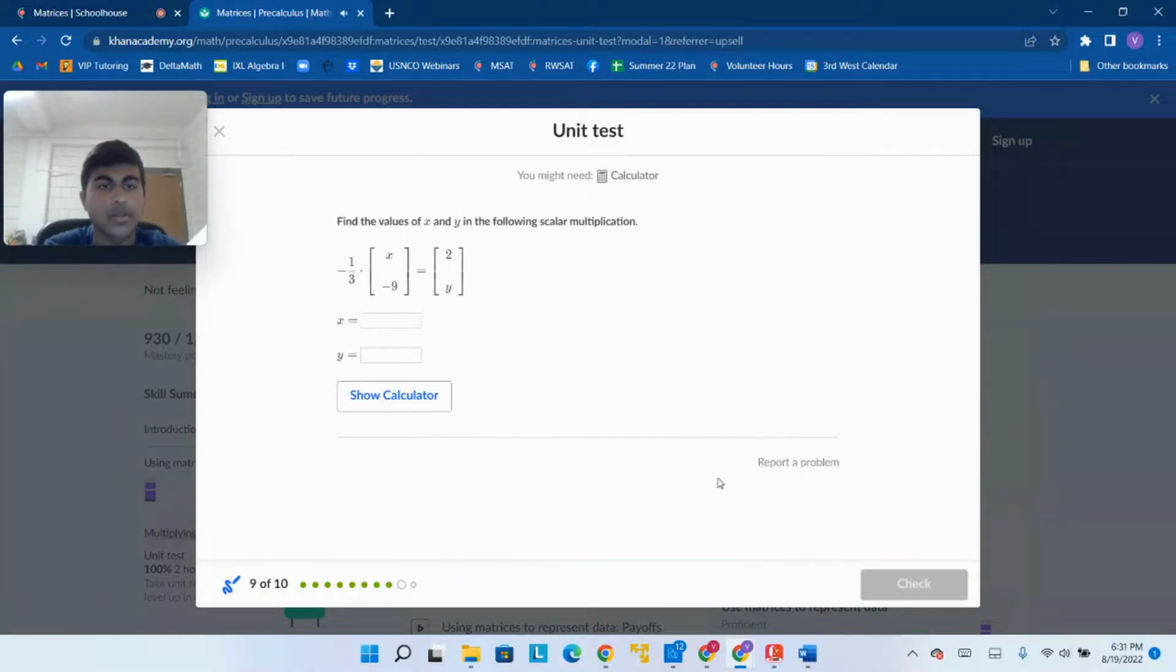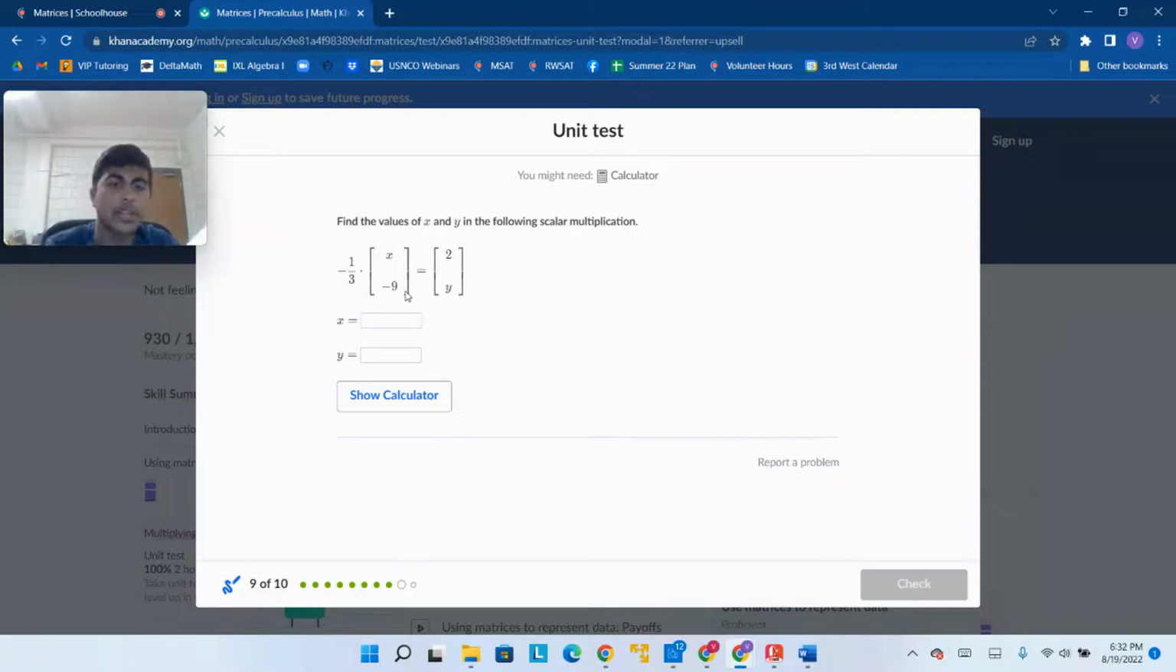Let's keep going. Find the values of x and y in the following scalar multiplication. Well, scalar multiplication is pretty basic, right? You're just multiplying each term by that. So negative 1/3 times x is going to end up with negative 1/3 x. Negative 1/3 times negative 9 is going to be 3. So we have negative 1/3 x and 3 equal to 2y, $which means that x is going to equal negative 6 and y is going to equal 3.